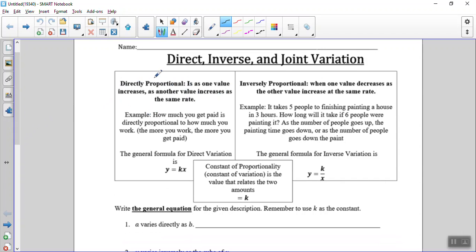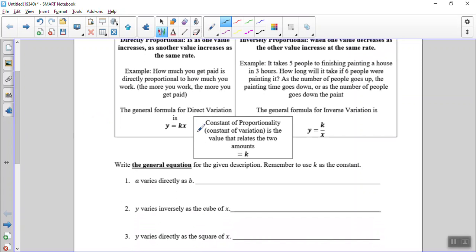Sometimes we say proportional, but it also just means variation. Direct variation is as one value increases, another value increases at the same rate. Inversely proportional or inverse variation is when one value decreases, the other value increases at the same rate. So when that happens, we have this formula here. So these are the two different things that change.